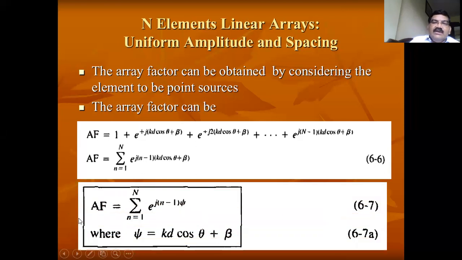Now this array factor is the sum from n equals 1 to N of e to the power j(n minus 1) psi, where psi is kd cos theta plus beta. Whatever your phase angle is, that beta is considered here, and d is the separation between two elements, and k is the constant. This way the array factor is calculated.